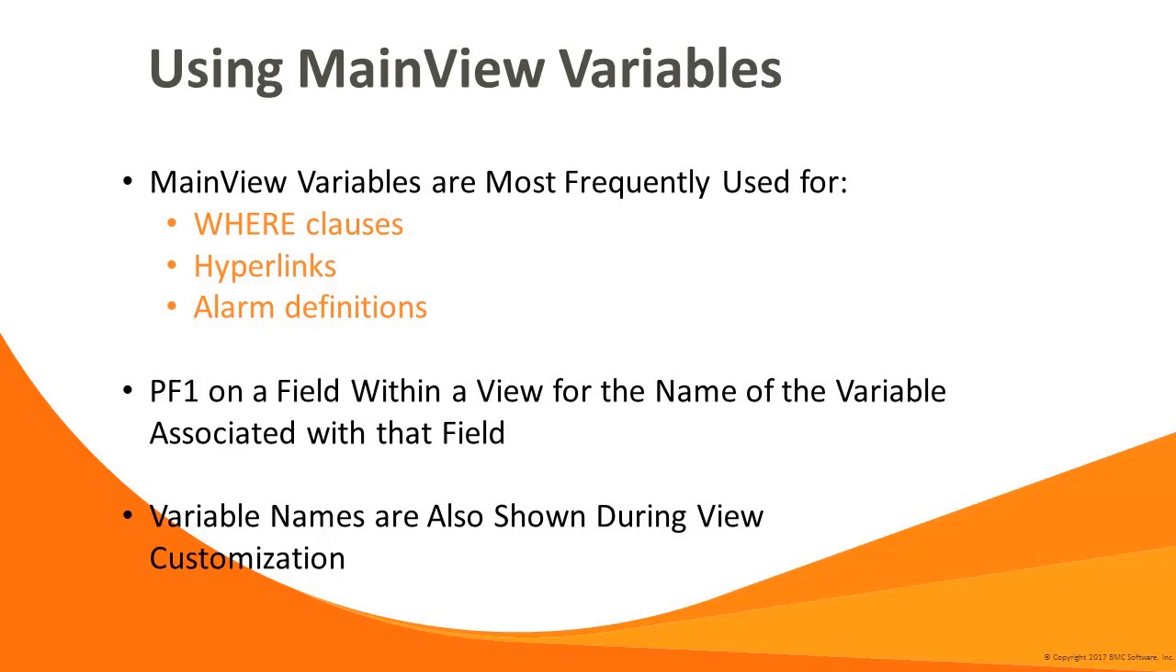To identify the element variable name for a field, place your cursor on the field and press PF1. The name of the variable will be shown as the element name for the field. Variable names are also displayed during view customization.